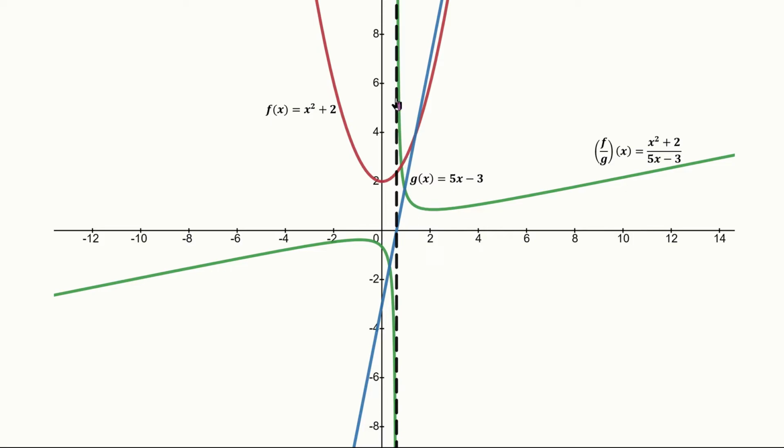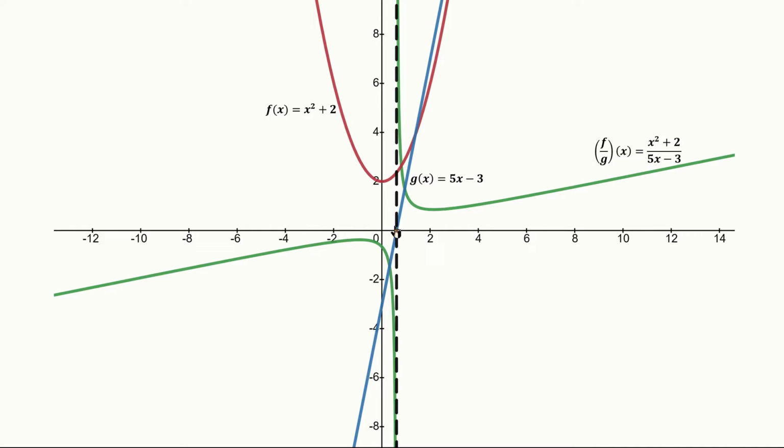This green curve will never cross it. It almost looks like it's doing so here, but that's because of limitations of physical graphing. This will continuously get closer and closer, but it will never actually cross that line, okay? So notice that that's precisely at the point where the denominator becomes 0.